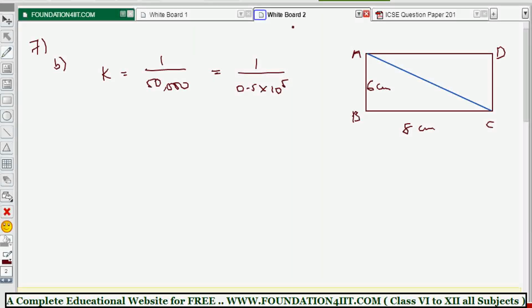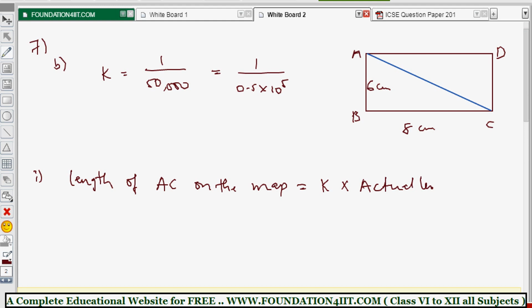So the length of AC on the map. First we will take, if the length scale is K, then area scale means K square. So write the formula here. Length of AC on the map is equal to K into actual length of AC. So K into actual length of AC gives the length of AC on the map.